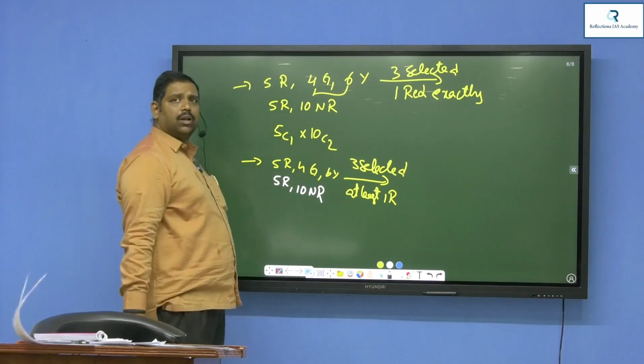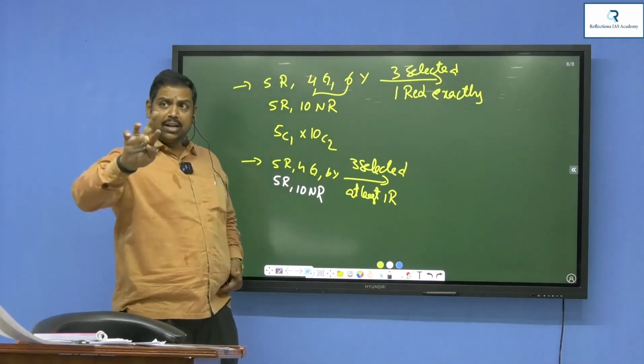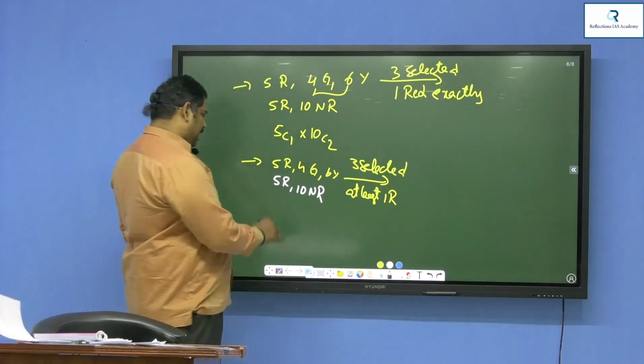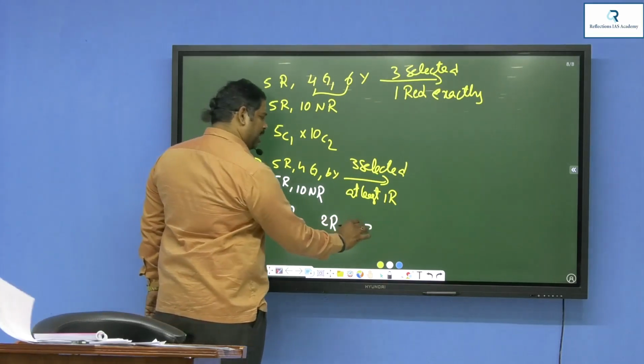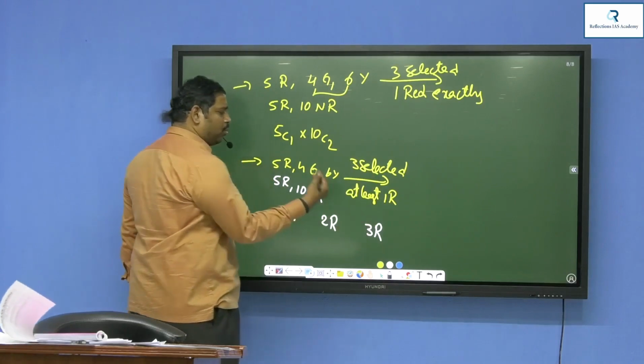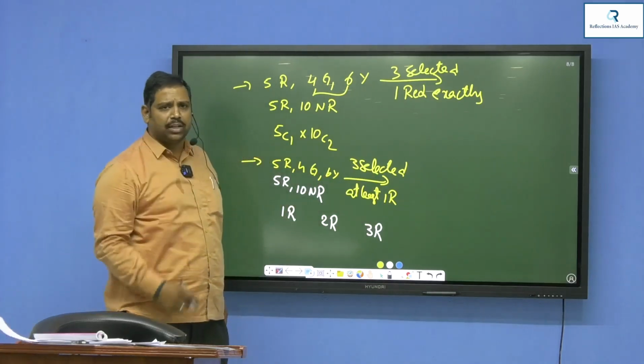You should select at least 1 red. That means there might be 1 red, there might be 2 red, there might be all 3 red, because you are selecting 3, and more than 3 is not possible. 3 cases you have to think.